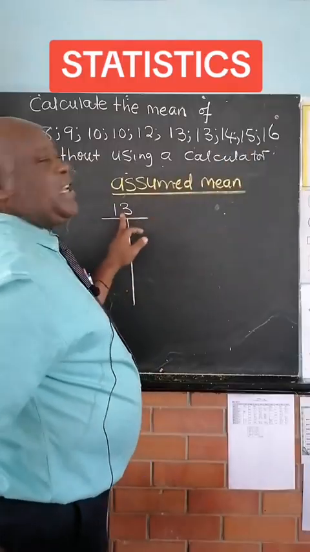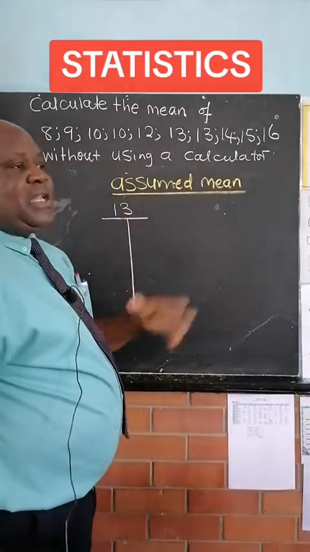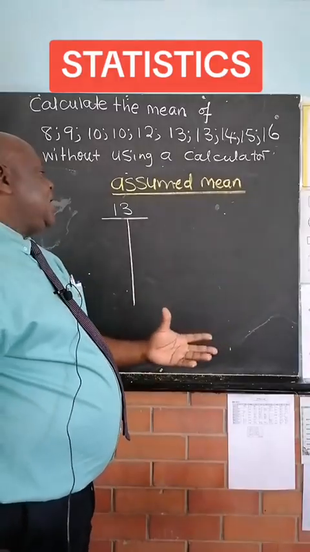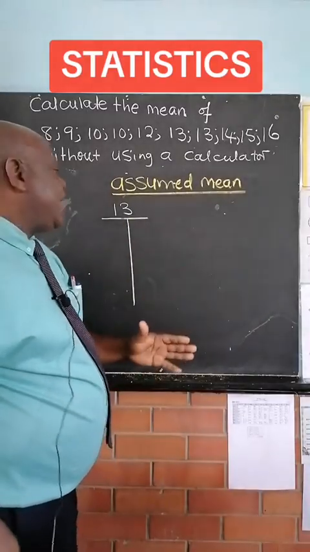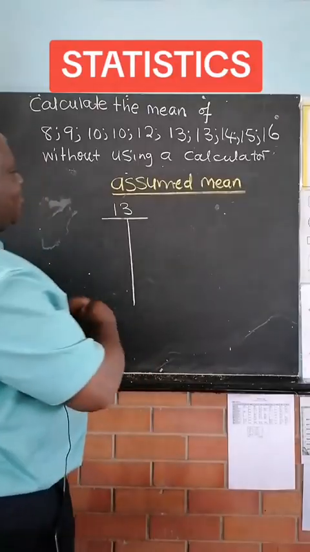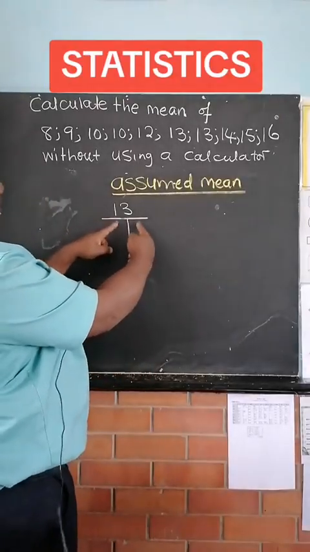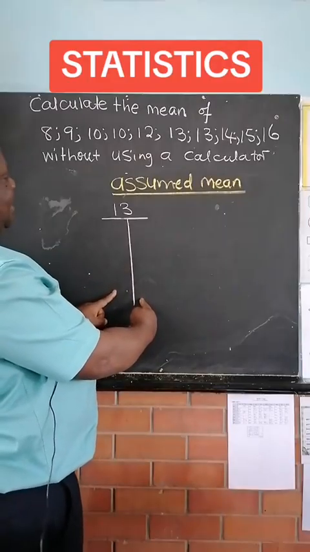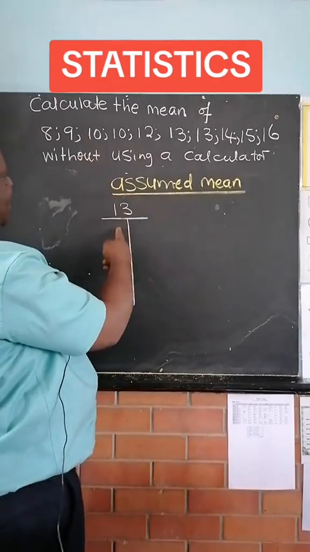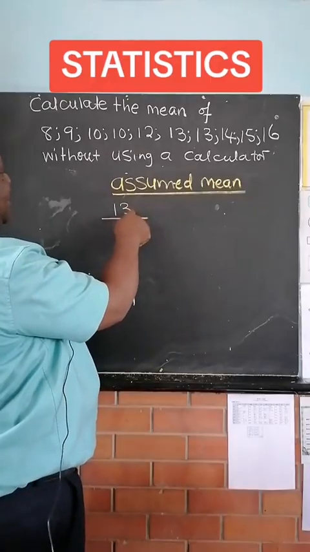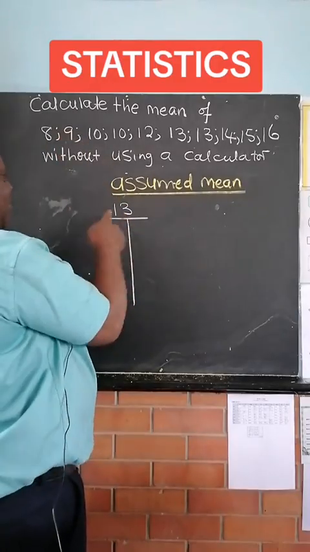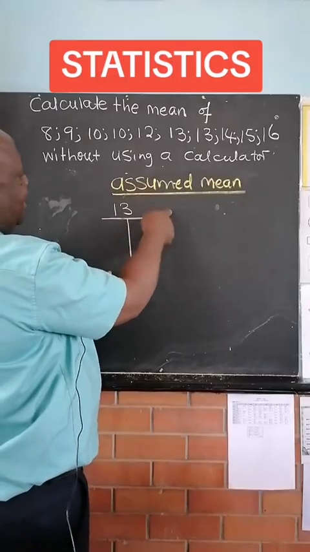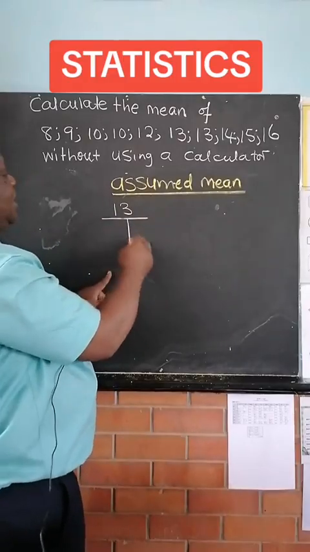I'm going to choose 13. I'm going to just pick 13 as my assumed mean. Then I'm going to work from there. What I'm going to do now is record deviations in these columns. If a number is smaller than this assumed mean, I'm going to record the deviation on my left. If it is bigger, I'm going to record the deviation on my right.